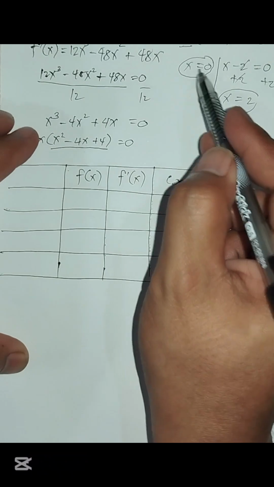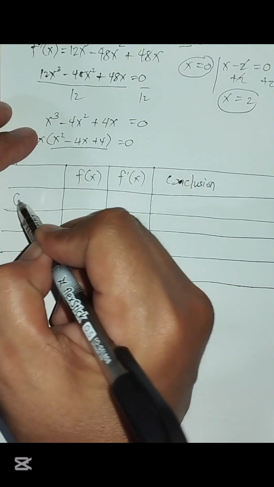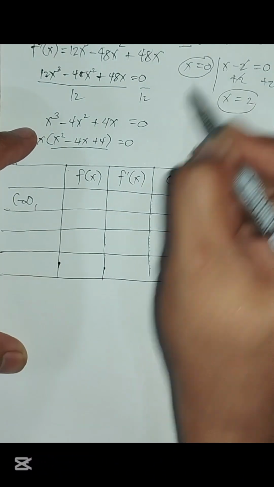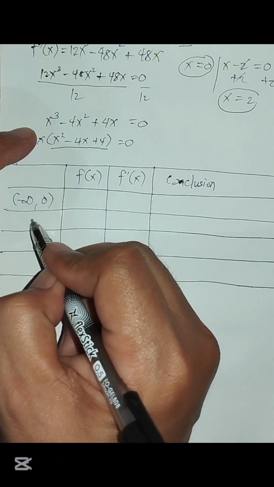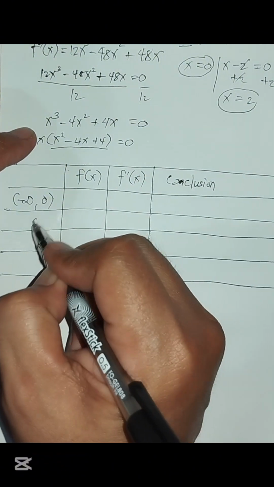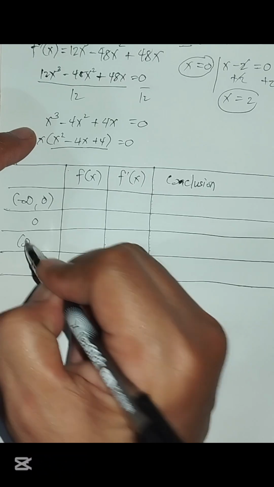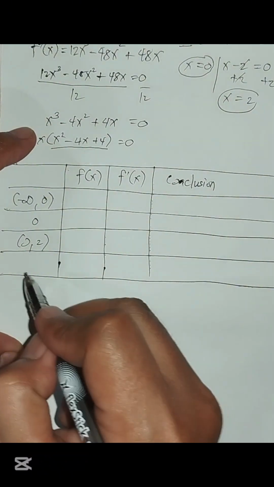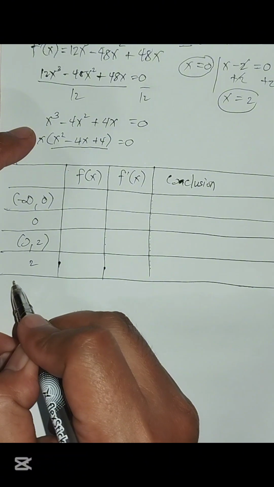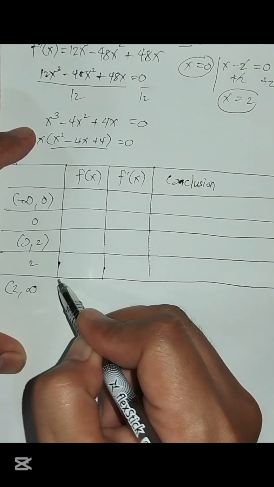Okay, so we have negative infinity up to 0. And then let's write the critical number 0. The next interval is 0 to 2. And then we have the critical number 2. And then another interval, 2 to positive infinity.